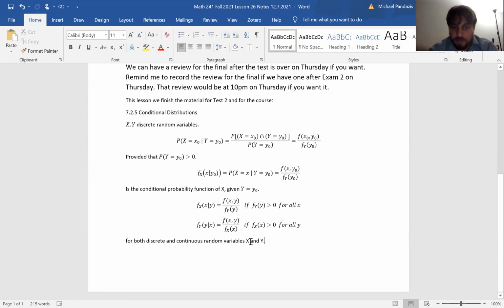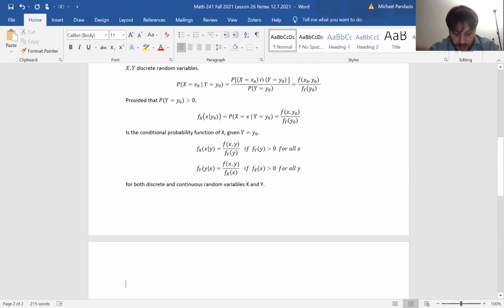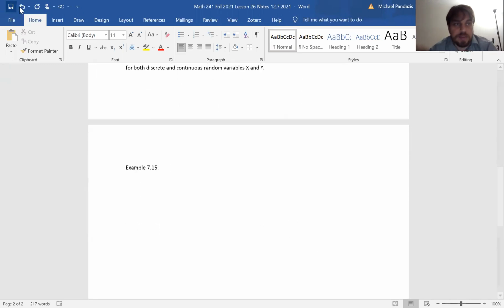Okay, so this is the conditional probability of X given Y equals y naught. It's the probability X equals x given Y equals y naught. And so we have these formulas. So let's look at examples. This is example 7.15.